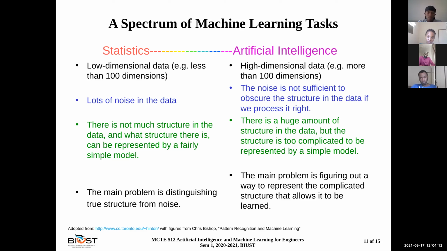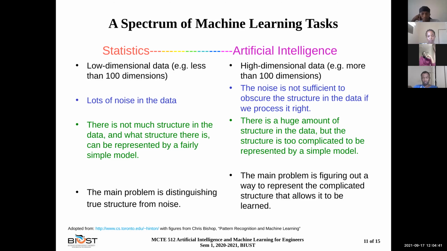How are they different? It looks like they're similar. It looks like you have to distinguish the structure. You still have to know the structure in statistics so that you will determine which one is the noise and which one is the real information. For machine learning, it's also the same thing. You figure out a way to represent the complicated structure.